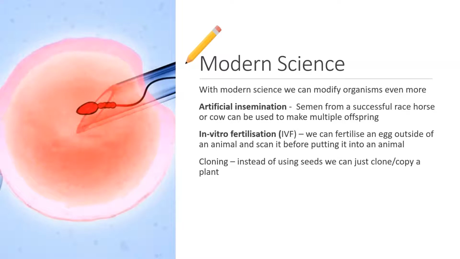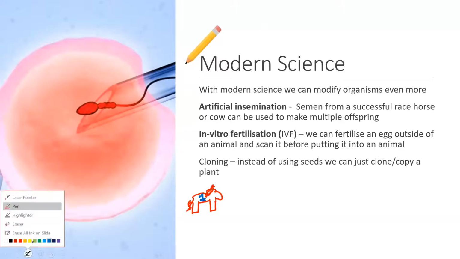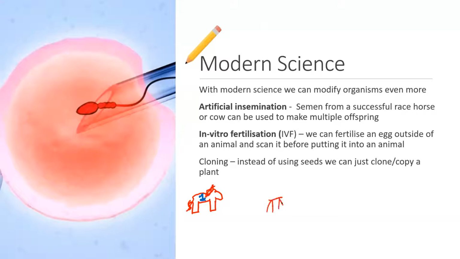So what happens is you get this amazing horse. We'll just use a horse example, but you could use this for whatever. This amazing horse comes first in the Melbourne Cup. So what they do is they take the semen of that horse and they use it to make a bunch of baby horses. All these baby horses all have the same dad.